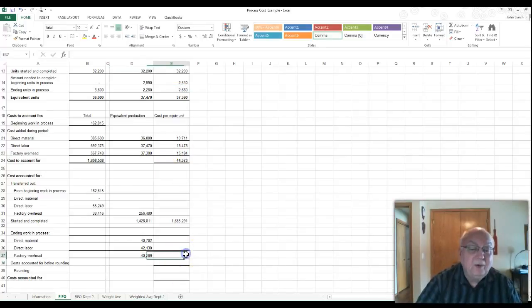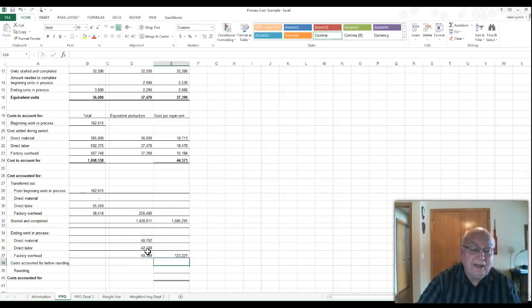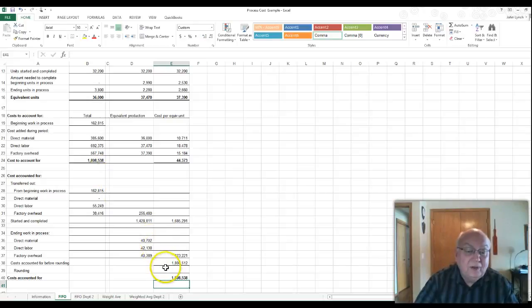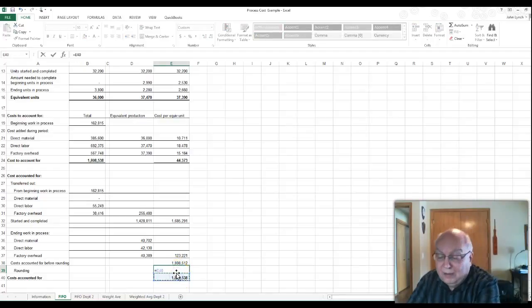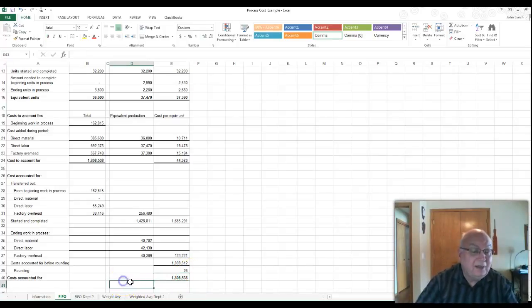Okay, so my total ending units in process will be those added together, which gives me 123,221. Okay, so the total cost to account for would be these two numbers added together. Now you notice that has to equal this number up here, because that's what we have accounted for. So we have a rounding difference. It is nothing complicated. You just simply take that number minus this number, and we have a $26 rounding. No big deal. Okay, that completes the FIFO method.